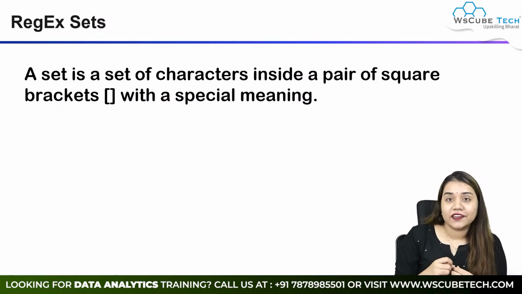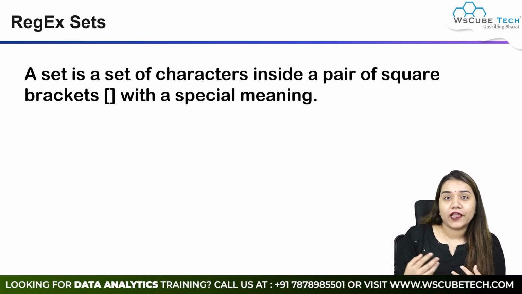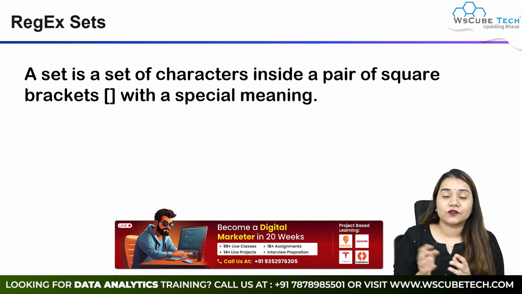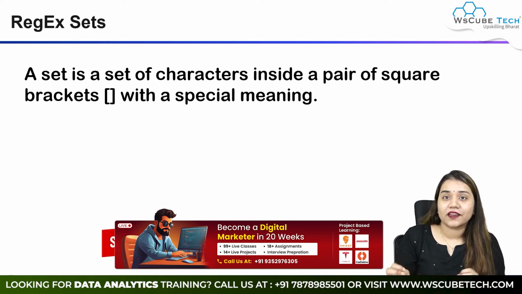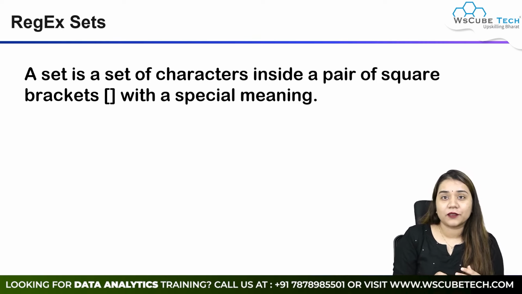So a set is a set of characters inside a pair of square brackets. Here we do not have curly braces, but square brackets, and the characters inside the square brackets have some special meaning. Now, what are these characters? I'll give you examples of the sets that we have.